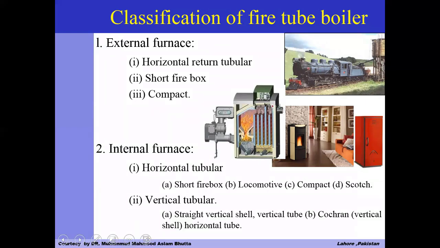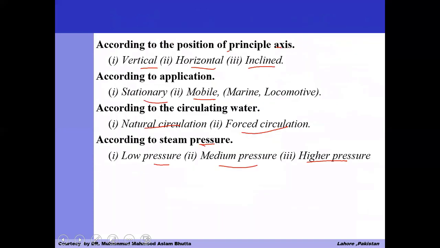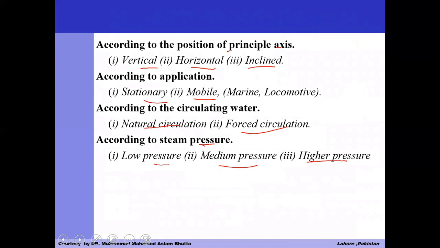Achha, next we'll discuss, before going to the further classification, according to the position of the furnace. It can be internally fired or externally fired. In the internally fired boiler, the combustion chamber is enclosed within the boiler shell. Whereas in case of an externally fired boiler, the furnace and the combustion chamber are separated from the boiler, similar to the internal and external combustion engine.